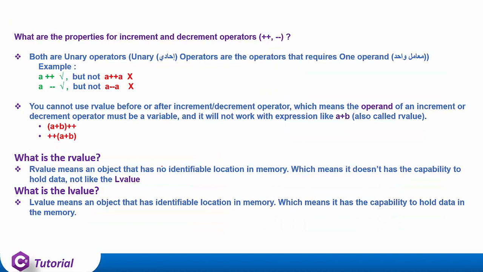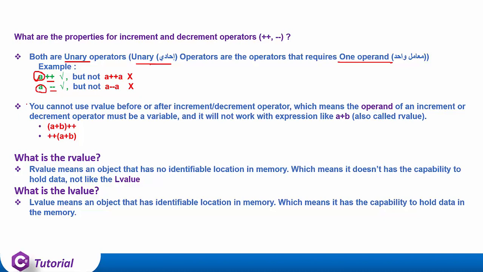Okay, what are the properties of increment and decrement operators? Both are unary operators, and they work on one operand. Like this is the operand, and this is the unary operator. Operand, unary operator. It works like that.